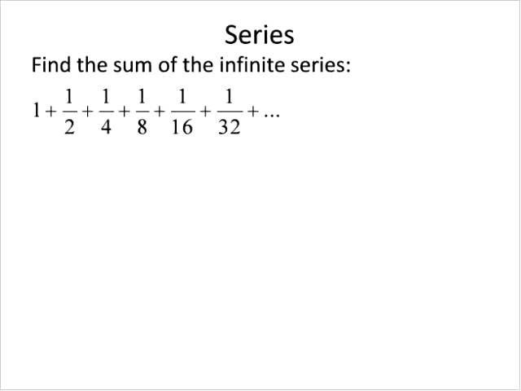So here we go. I have this infinite series. 1 plus 1/2 plus 1/4 plus 1/8 plus 1/16 plus 1/32, and it keeps on going out forever and ever. So we can add 1/64 and 1/128. Let's take a look here. I know what the first term is, and I think I know at least what my common ratio is. It looks like I'm multiplying by 1/2. 1 times 1/2 is 1/2. 1/2 times 1/2 is 1/4. 1/4 times 1/2 is 1/8.